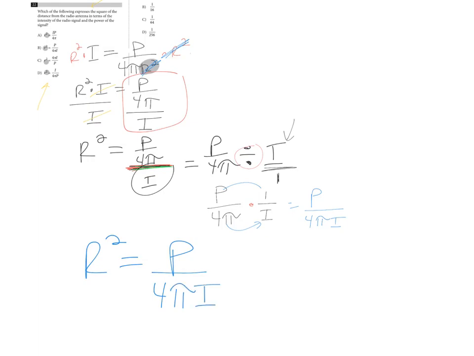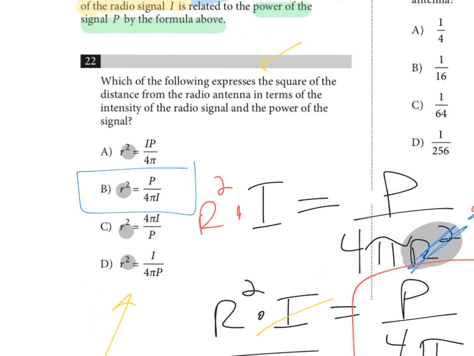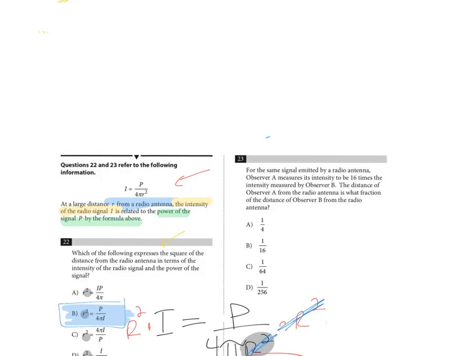So which of those answer choices does that match? It looks like here it matches letter B. r squared equals P over 4 pi I. So number 22, the answer is B. Number 23, for the same signal emitted by the radio antenna, observer A measures its intensity, so letter A, the intensity, is 16 times the intensity measured by observer B.